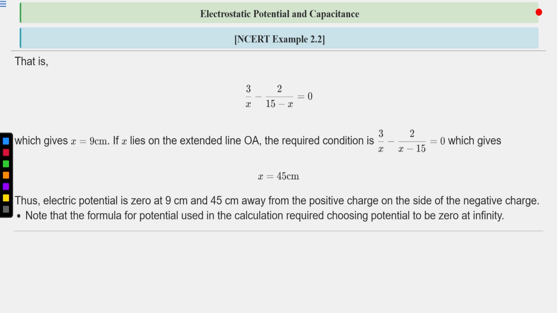Note that the formula for potential used in the calculation required choosing potential to be 0 at infinity. It is also mentioned in the question that you have to assume potential to be 0 at infinity. That is our convention, because without a reference, potential is not physically significant. So we have to define the reference first. In the question it is also given, and by default we also take potential to be 0 at infinity. So all these calculations are made based on the assumption that potential is 0 at infinity.